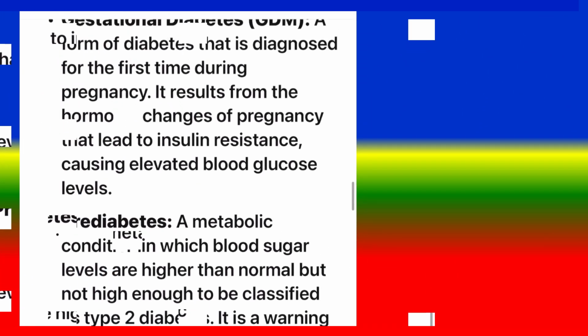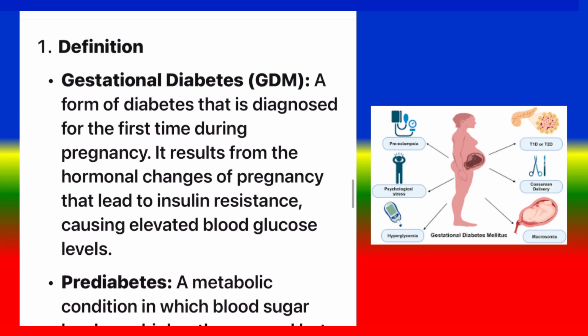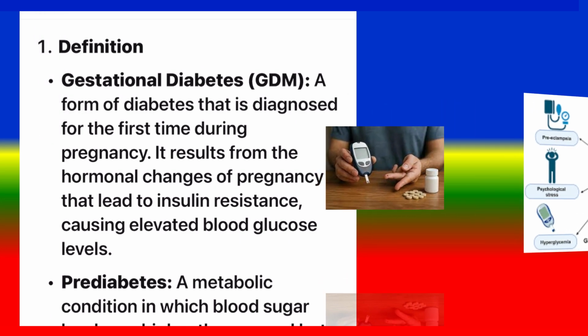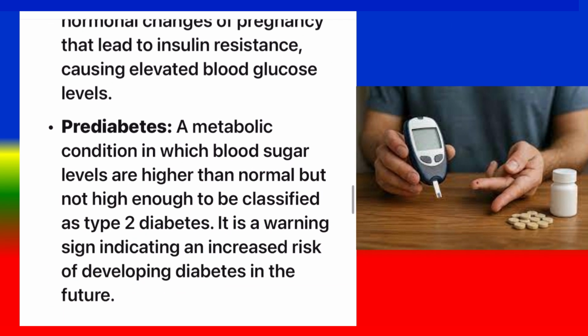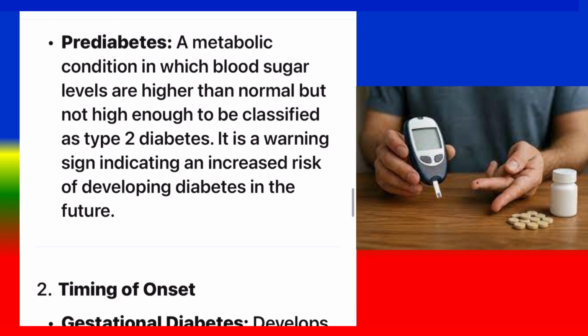1. Definition. Gestational diabetes, GDM, is a form of diabetes that is diagnosed for the first time during pregnancy. It results from the hormonal changes of pregnancy that lead to insulin resistance, causing elevated blood glucose levels. Prediabetes is a metabolic condition in which blood sugar levels are higher than normal but not high enough to be classified as type 2 diabetes. It is a warning sign indicating an increased risk of developing diabetes in the future.